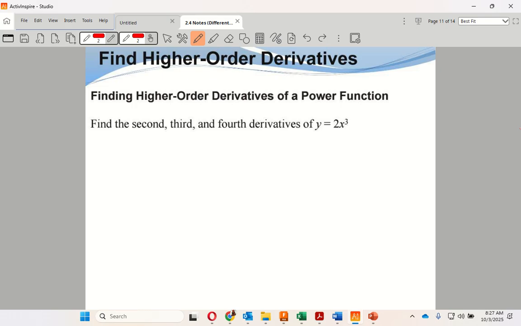So now, first derivative, I'm going to go y prime. So if we do the math, this is going to turn into, what are we going to get here? 6x squared.